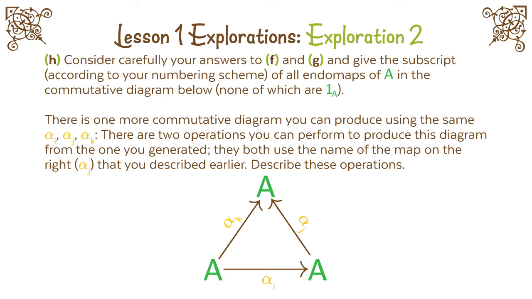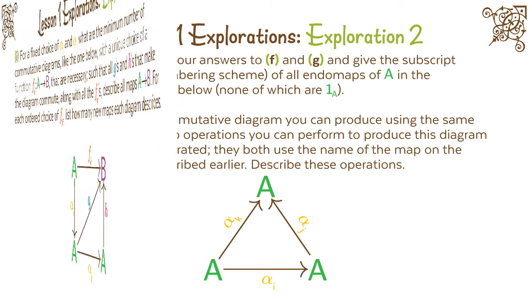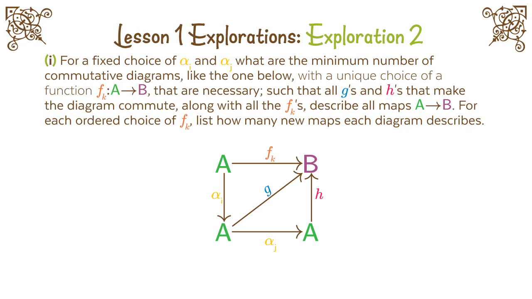And one question we immediately want to ask then is, what is the minimum number of maps that we need to specify a certain collection of maps? And that is a very interesting question with a very interesting answer. I hint at it by asking you, given a fixed alpha I and alpha J of your choosing, and by the time you get to this part it will be obvious what these maps should be. How many diagrams with a unique FK do you need to specify with all the G and H that make the diagram commute, all the maps A to B?